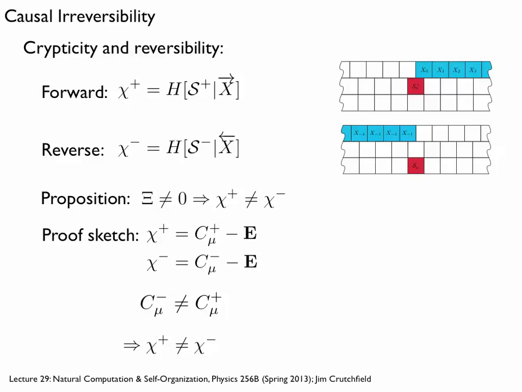So how do we see that? Well, either crypticity is just the difference between its forward or reverse stored information and E. So E is symmetric in time, so the same across these two things. Thus, if it's causally irreversible, the statistical complexities aren't the same. But since E is the same, it means the crypticities are different. So I'm just trying to emphasize that crypticity is controlling this notion of irreversibility.